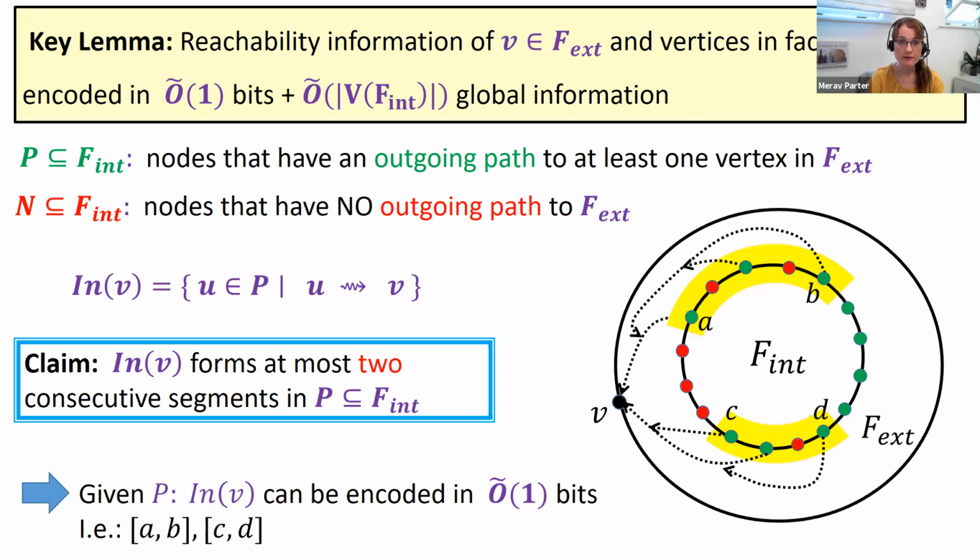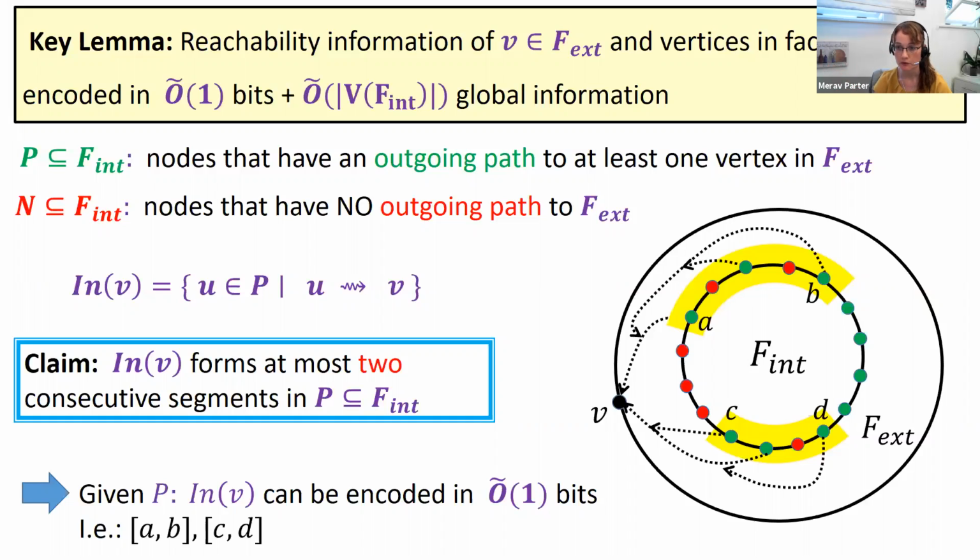Okay, so here's the key lemma. We are going to look at two faces, okay? And because these are just two faces, without loss of generality, I can assume that one is inside the other. So I have f external and f internal, the internal and the external face. And I have some node V lying on the external face. Our goal is to compress all the nodes on the external face that have an incoming path to V using just polylog n bits plus order of roughly d many global bits.